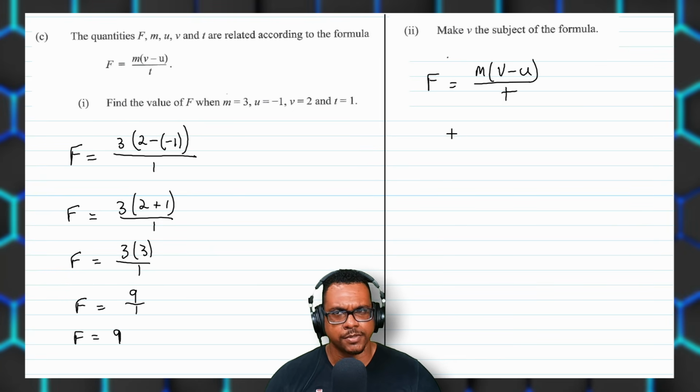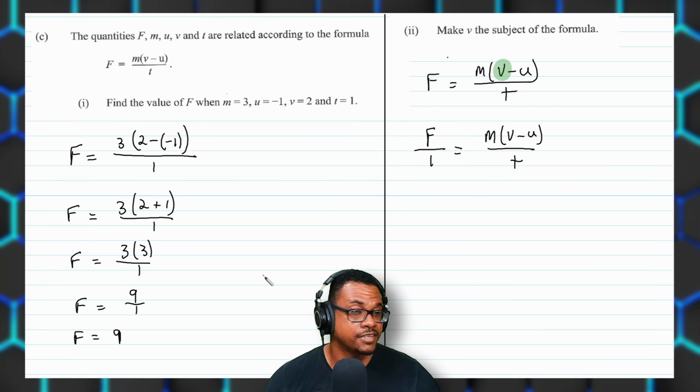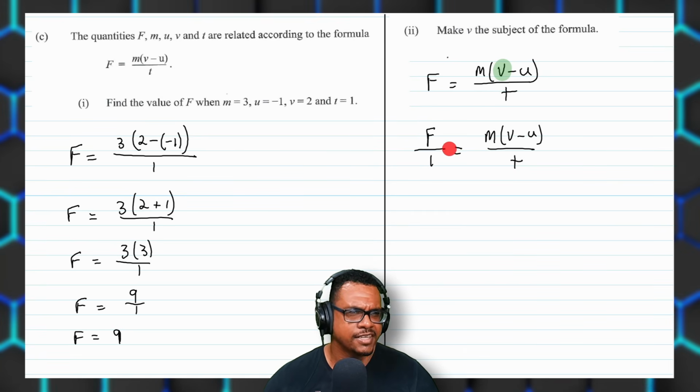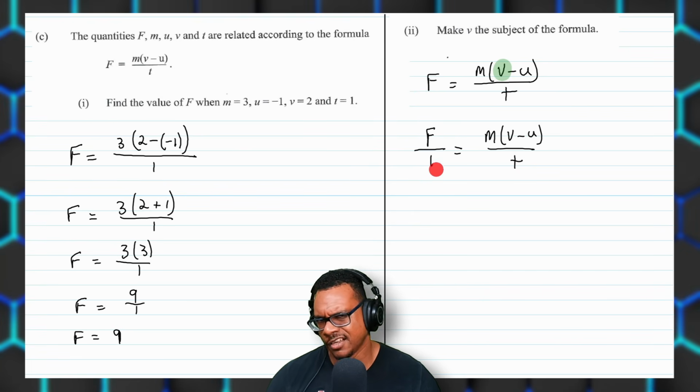And the method I'll use here is cross multiplication because we want, let me shade what we want. All right, we want to make this V the subject of the formula. So this is what we're looking for, this V. So what I'll do is I'll cross multiply. So I'll put the F over 1 and put the M times the V take away U over T. Now, an easier method, if you could see it, is to multiply both sides by T. So F by T is FT. And when I multiply this side by T, the T's will cancel and I just get this M times V take away U. That's the same thing I'm going to get here when I cross multiply anyway. But it will be shorter to just multiply both sides by T rather than cross multiplying.